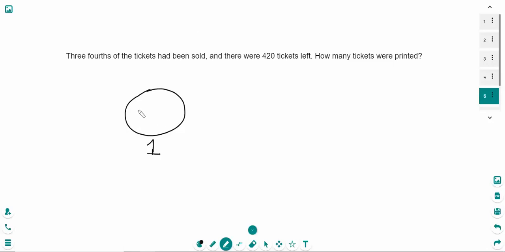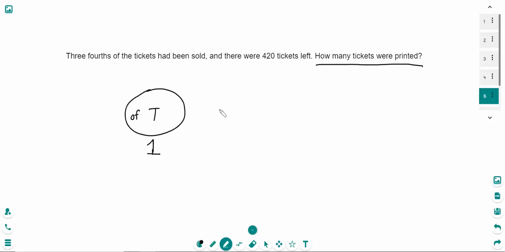So this first bubble here, this total, that's going to represent the total number of tickets, which they didn't tell us how many there were. They just told us that 3/4 of them were sold and there were 420 tickets left, but they didn't tell us how many there were. So that's really their question. How many tickets were printed? So that'll be our T. That's our unknown. And I might even write the of here, of T.